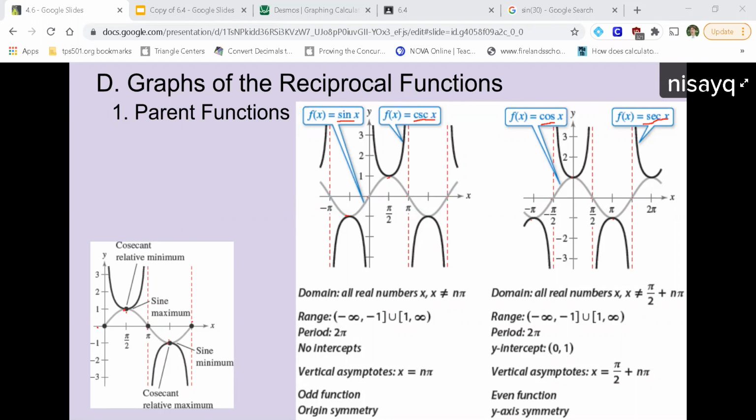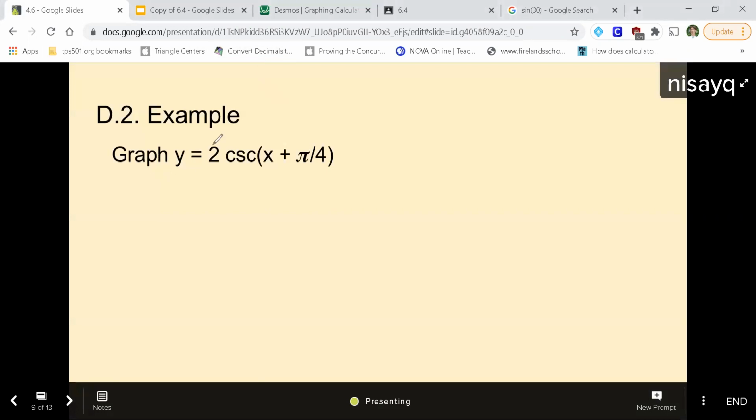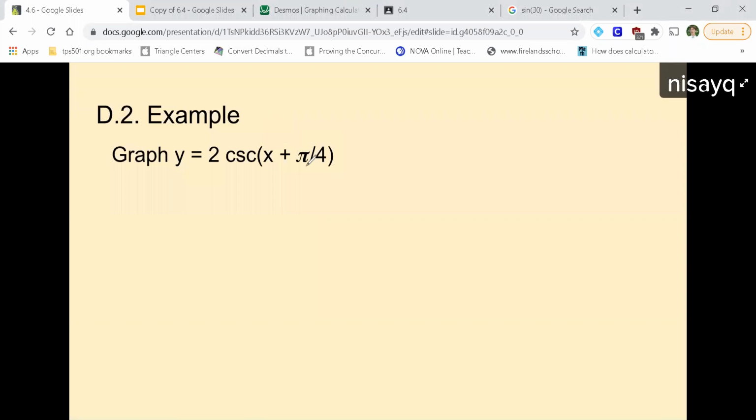All right, are there any questions about this? Let us look at an example. All right, last thing then, an example. So let's say we want the graph of y equals 2 cosecant of x plus pi over 4. To graph that by hand, we're going to graph y equals 2 sine of x plus pi over 4.